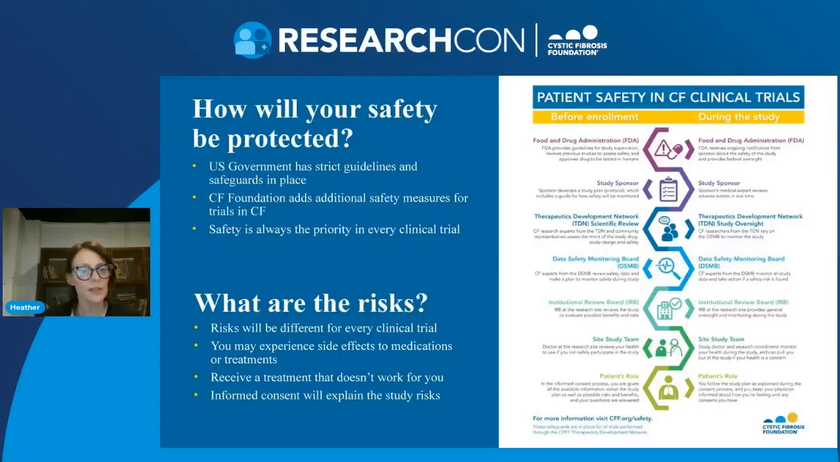So what are the risks? Well, risks are going to be different for every clinical trial, and you may experience side effects to medications or treatments. You may receive a treatment that doesn't work for you. An informed consent will explain all the study risks, and you should go over that in detail with the study team.